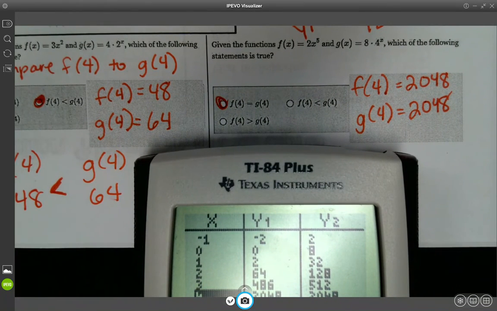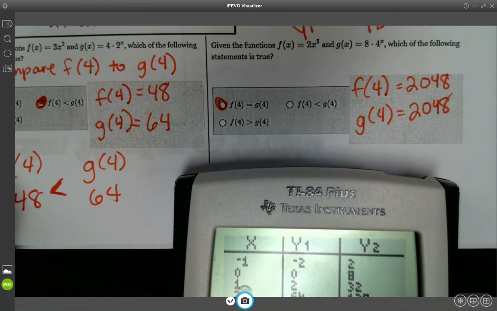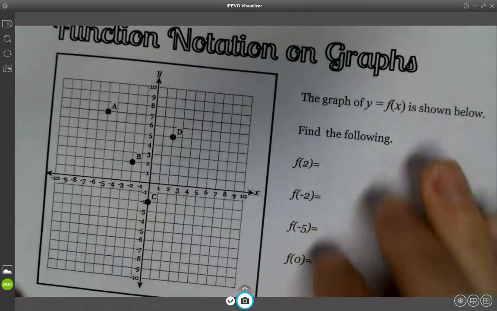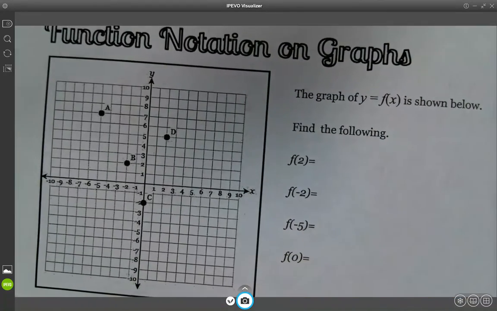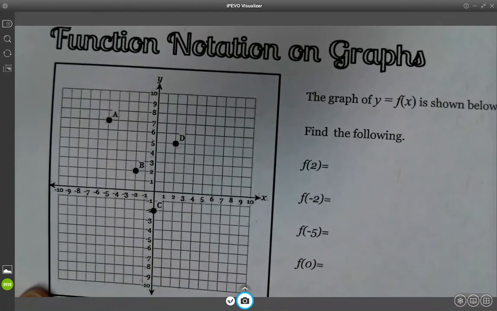You can put them in at the same time, y1, y2, or you can put them in separately. Whenever you do your Delta Math, you do have to show some kind of work so that you can earn full credit. I'll have to check yours. All right, let's look at the graphs. The graphs, we don't have to use the calculator on. So put your calculator to the side, and let's look at function notation on graphs.